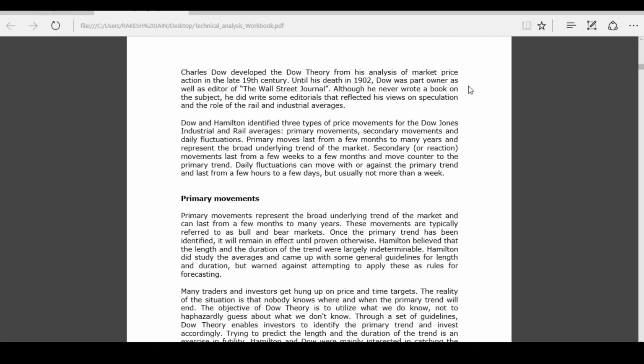One of the principles is the primary movement of the stock. The very first important thing you need to look into when you are doing technical analysis is trying to find out the primary trend of that particular stock. When I talk about the primary trend, it means a trend which is in place for 1 year or more. So the price movement which is there for 1 year or more is called the primary trend of the stock.